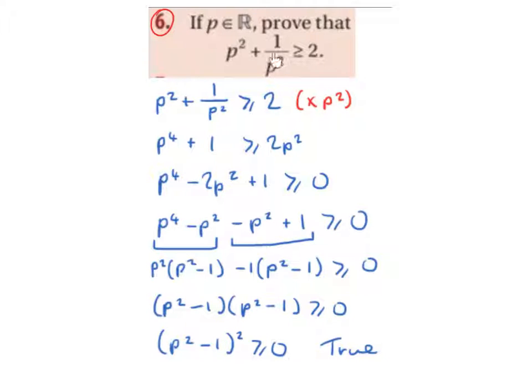So since we have p squared in the denominator, we're going to multiply across by p squared. So p squared multiplied by p squared is p to the power 4. And 1 over p squared multiplied by p squared, well, the p squared will just cancel out in the denominator and we'll be left with 1. And that's greater or equal to 2 multiplied by p squared, which is 2p squared.